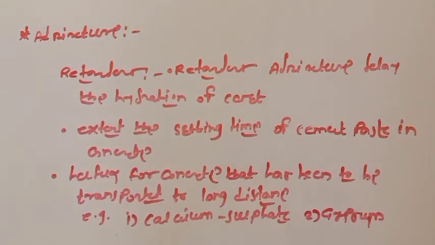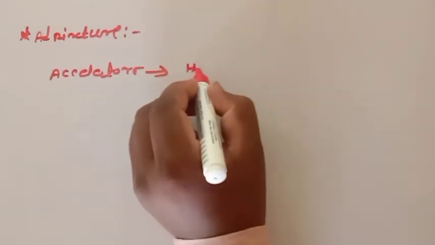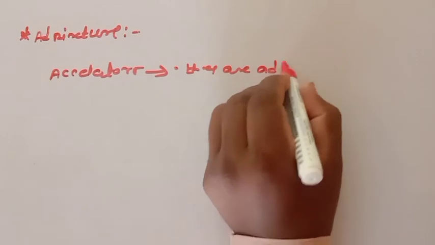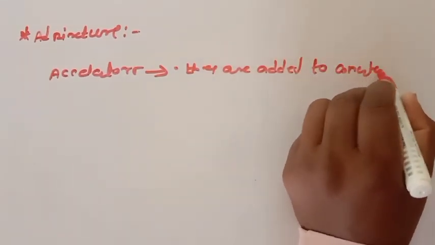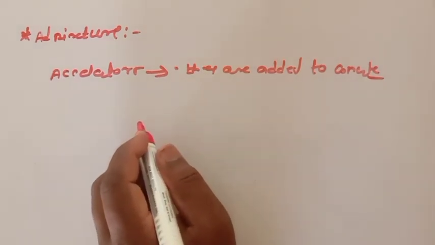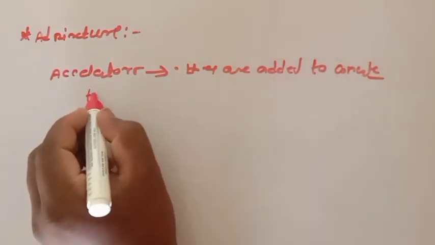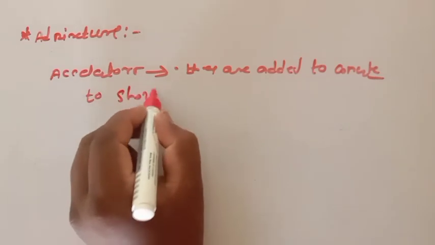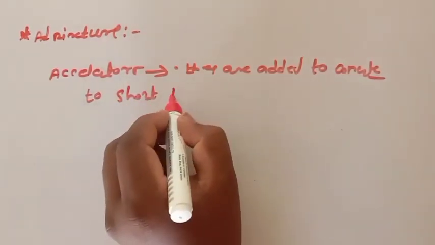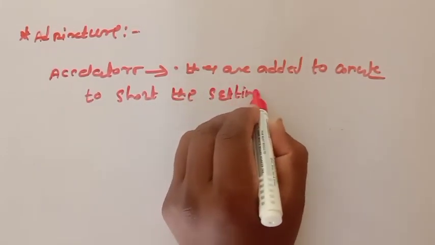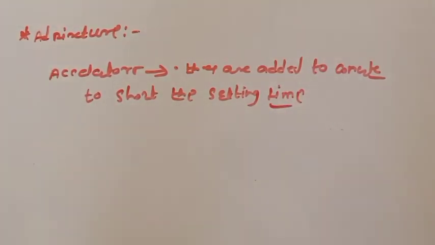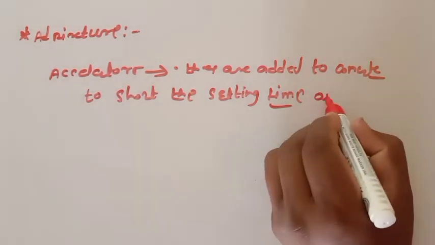Let us discuss the third one, that is accelerator admixtures. These accelerating admixtures are added to concrete to shorten the setting time and increase the rate of hardening.